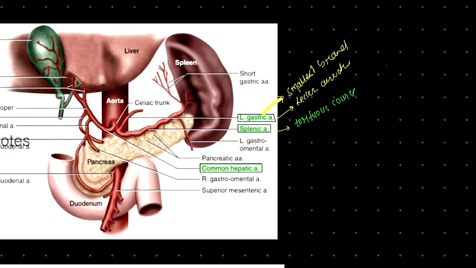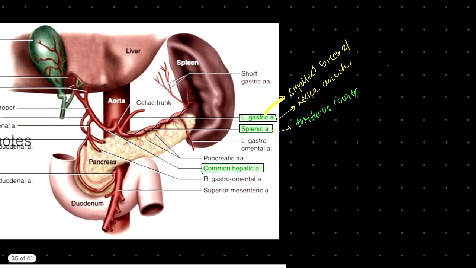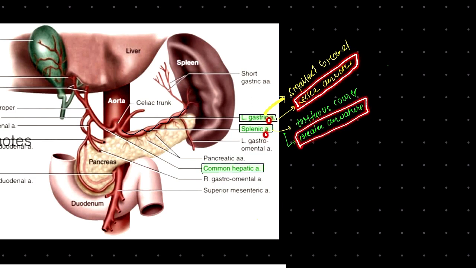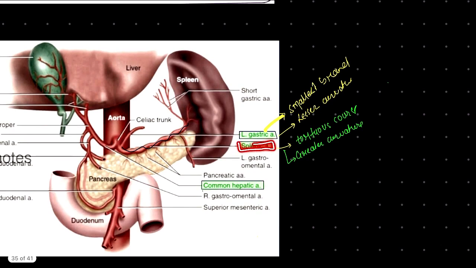Now we are talking about the splenic artery. The splenic artery obviously supplies the spleen, and if you remember the anatomical position, the spleen and the greater curvature of the stomach are connected by the splenogastric ligament. So we can say this splenic artery supplies the greater curvature of the stomach. Earlier we mentioned the lesser curvature was supplied by the left gastric artery, but here the greater curvature is supplied by the splenic artery. So that's all.